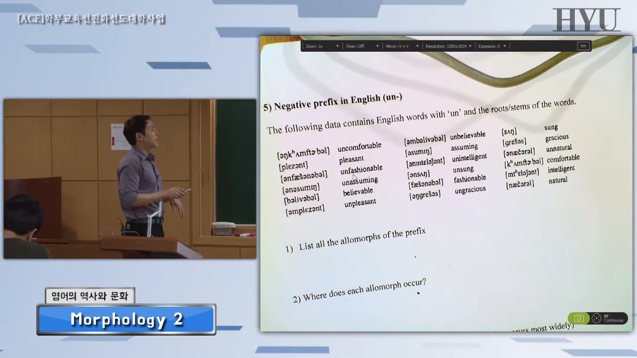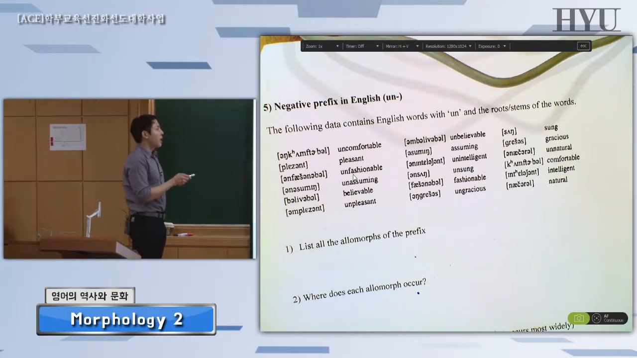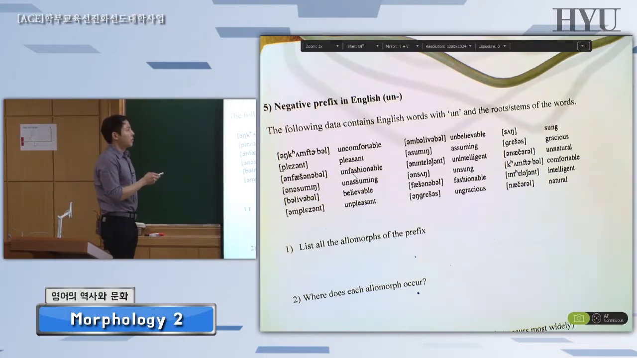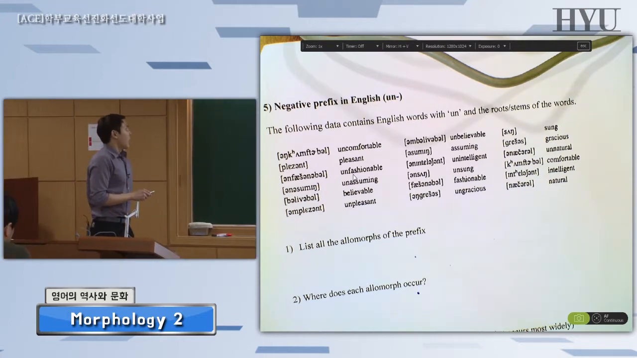Now, we'll look at the prefix un, which is a derivational prefix, right? I give you the data here, 3 columns with the phonetic transcriptions and then the words in writing. And in each column, you have the prefix written out the way that people would pronounce them. So uncomfortable is pronounced like that. Pleasant, this is without that morpheme un, okay?